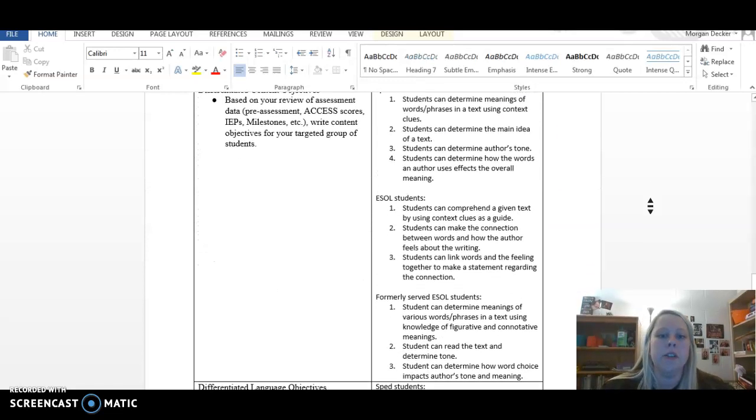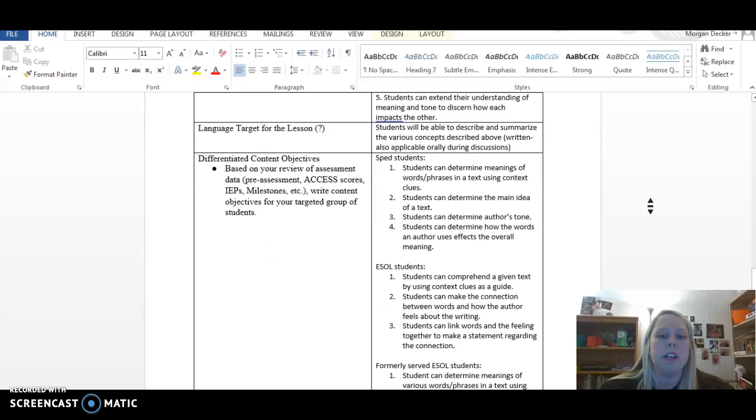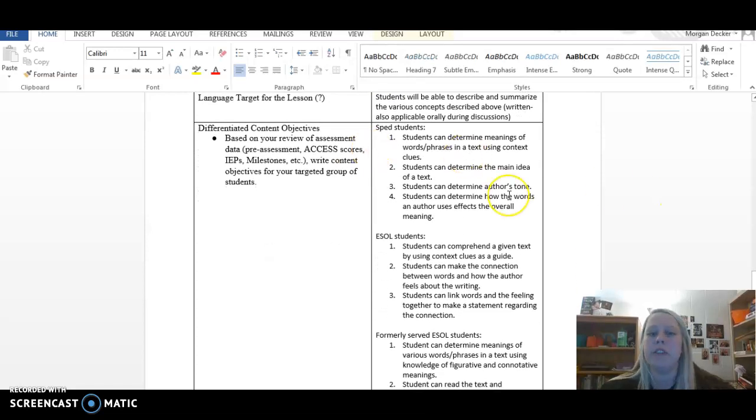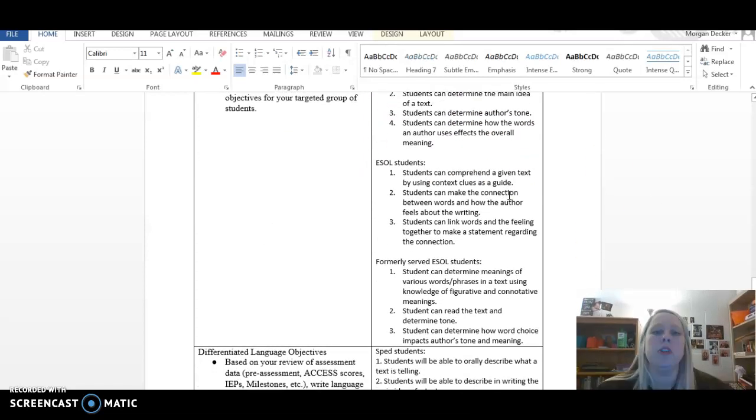So we'll see, as we go through, SPED students and ESOL students have their differentiated content objectives, which are on the same line, but simplified down. So you'll see that for an ESOL student, it says students can comprehend a given text by using context clues as a guide. That doesn't simply say that right off the bat they're going to be able to understand all of these different words and phrases that are used, but just getting the general gist, and then we can scaffold and work up from there.